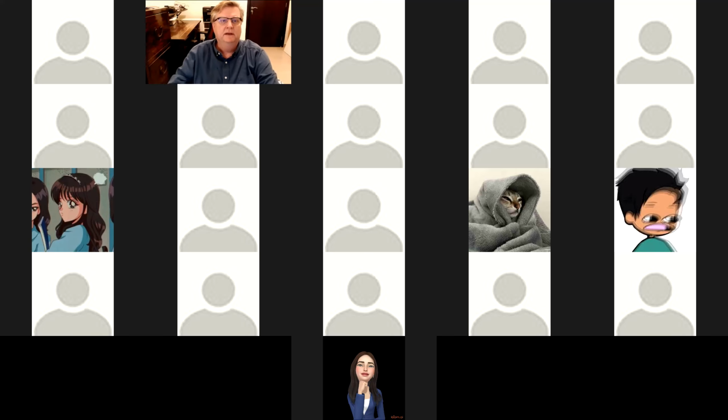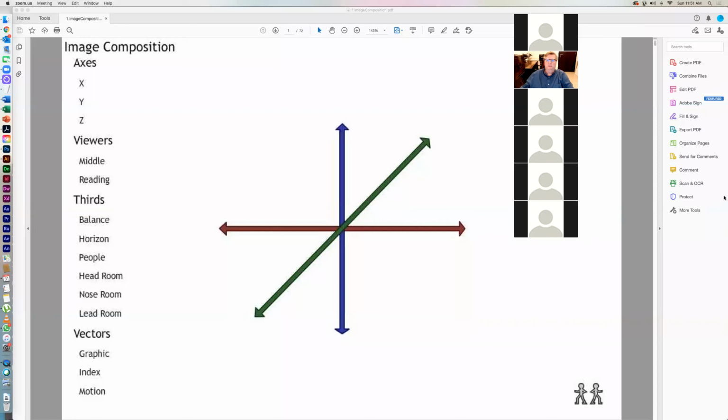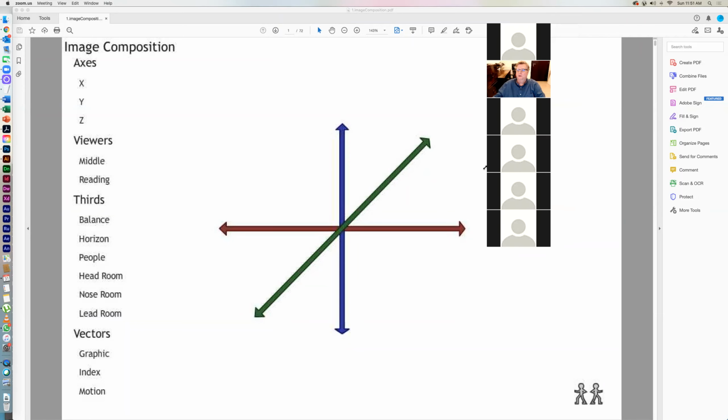We'll see how long this one takes, but I'm going to talk about the ideas behind image composition. This is going to rely on some things we've already talked about, and hopefully you'll be able to see that and understand it.